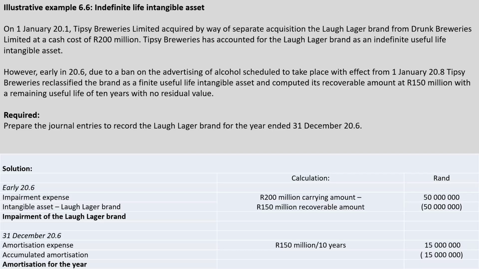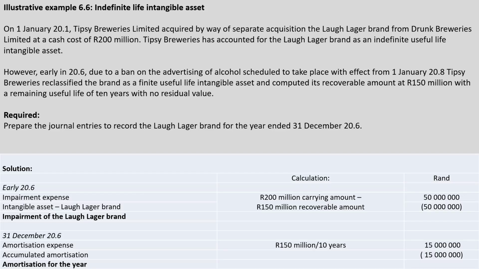Now, if we look at example 6.6 of our textbook, on 1 Jan 2001, Tipsy Breweries Limited acquired by way of a separate acquisition the Laugh Lager brand from Drunk Breweries Limited, right, at a cash cost of 200 million. Tipsy Breweries has accounted for the Laugh Lager brand as an indefinite useful life intangible asset.